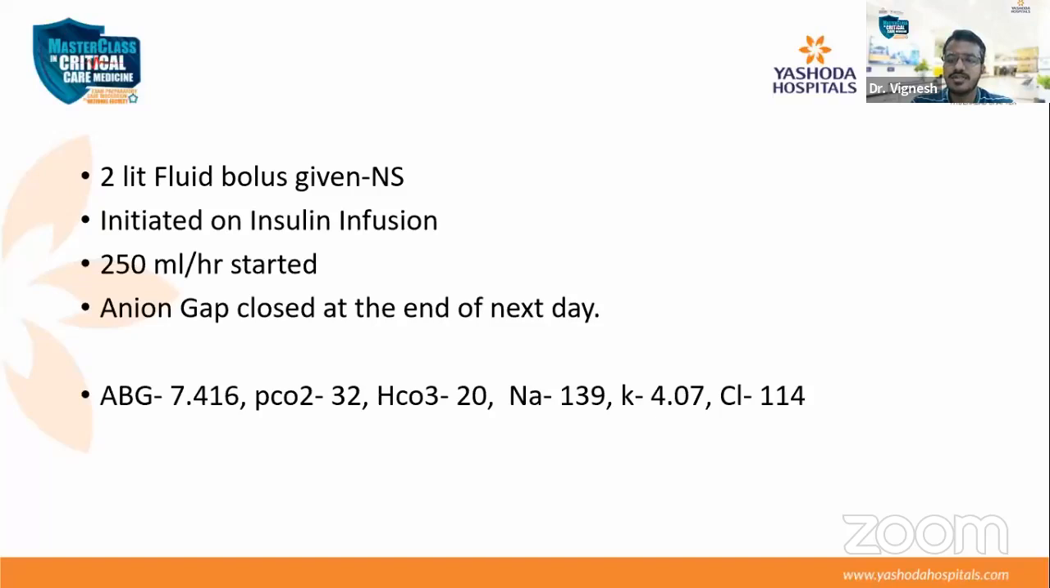Unmeasured anions are causing the anion gap metabolic acidosis: ketones, keto acids, albumin. In this situation, the ketones were secondary to high sugars and a background history of diabetes. So how are the ketones getting metabolized? What is the role of insulin?